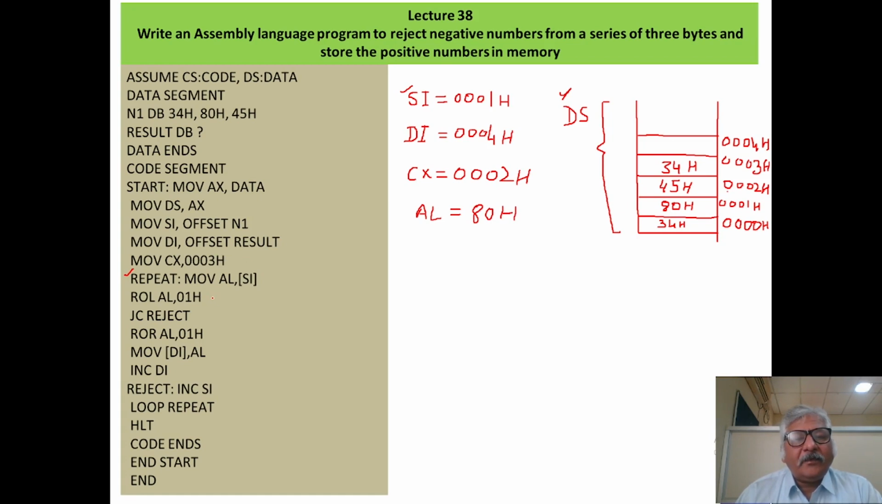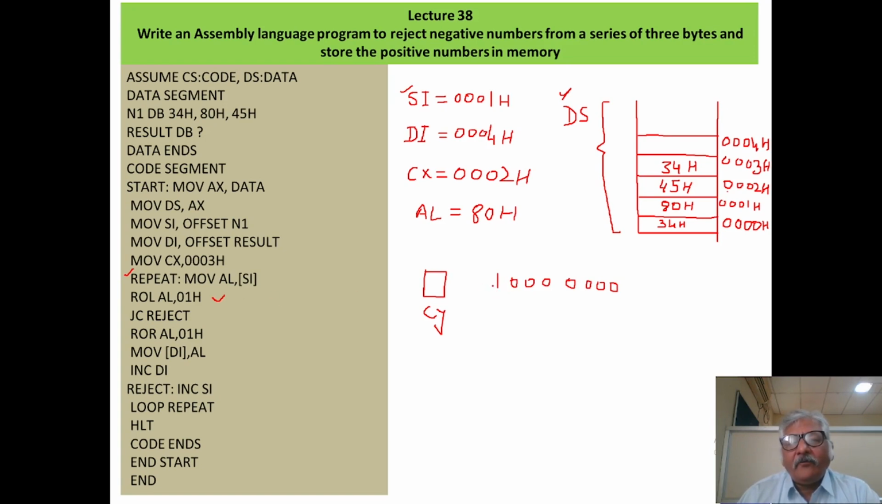Now the next instruction ROL AL, 01. So we have to check whether this number is positive or not. For that again we will perform the ROL operation. 80H we will write in binary: 1000, this is 8, and 0 is 0000. This is 80. So obviously this number is negative because the MSB is 1.